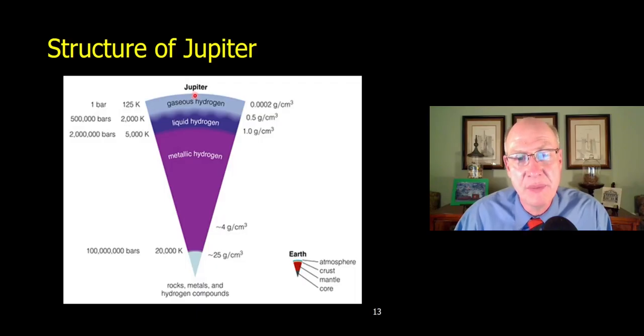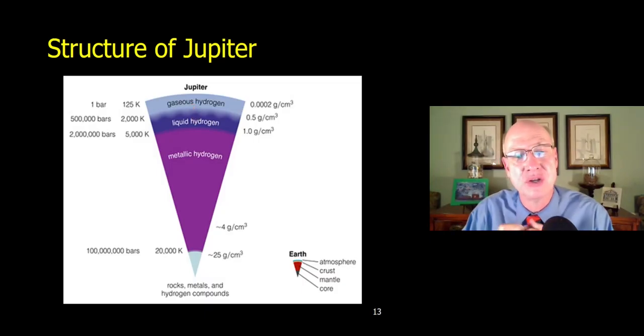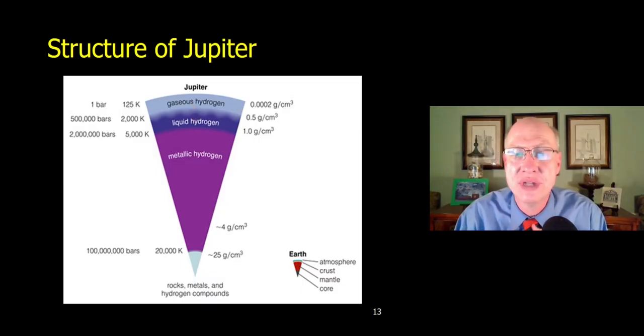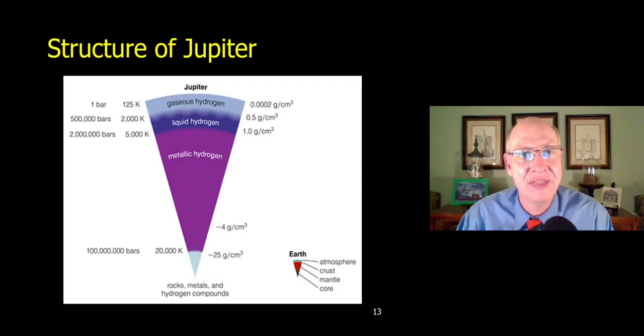And if we start at the upper atmosphere and work our way down, initially we would encounter a gaseous hydrogen atmosphere. So this is just hydrogen gas. As we get deeper inside Jupiter, about 10% of the way down, we reach a layer where the hydrogen atoms are so dense and packed so close together that they take on the characteristics of a liquid, and we call this a liquid hydrogen envelope.